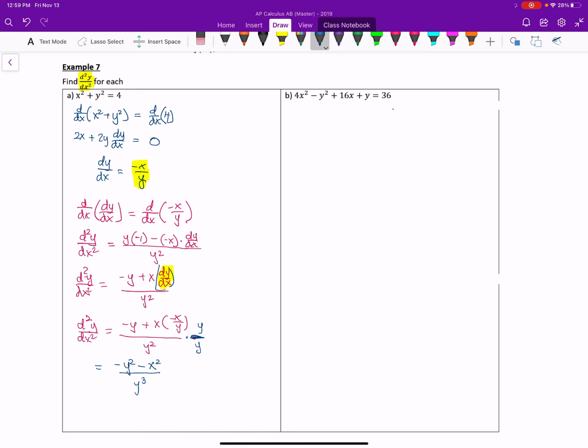Now pause it and try part B, but try the newer version of it. This one is a little more complex than what we did, but if you can do part B, you can do them all.